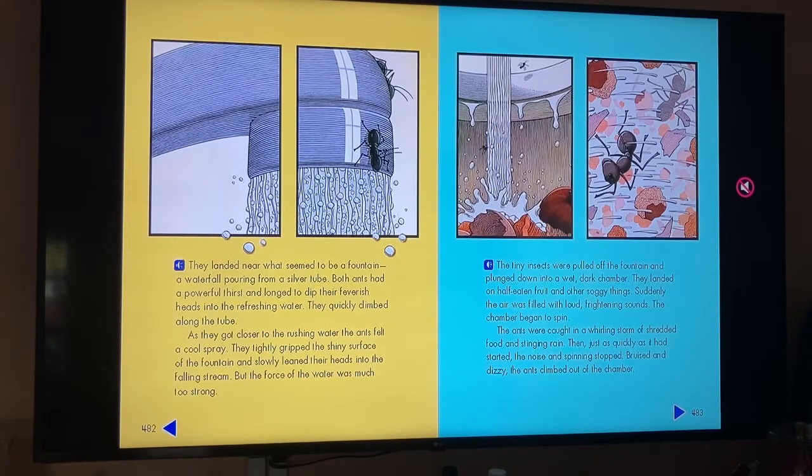But the force of the water was too strong. The tiny insects were pulled off the fountain and plunged down into a wet, dark chamber. They landed on half-eaten fruit and soggy other things.